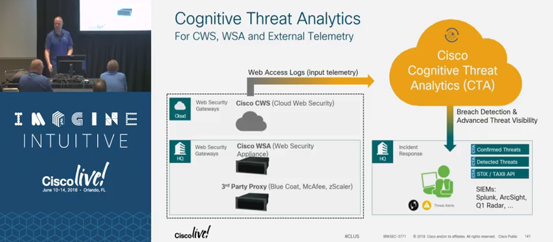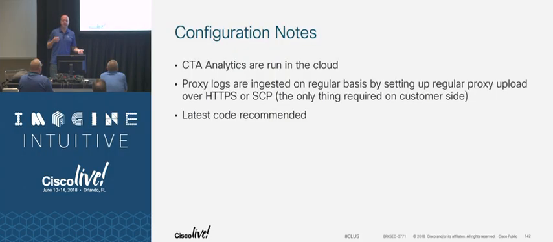Now, those analytics are run in the cloud, and the greatest part about this is that, for those of you who have WSA today, or those of you who don't and are thinking about it, or maybe in a POC, ask for an evaluation of CTA. CTA is included with AMP licensing on WSA. Too many acronyms at this company. So if you have AMP today on your WSA, ask your rep to get you CTA.